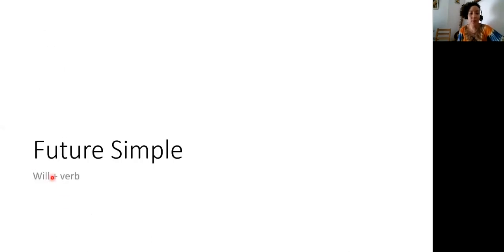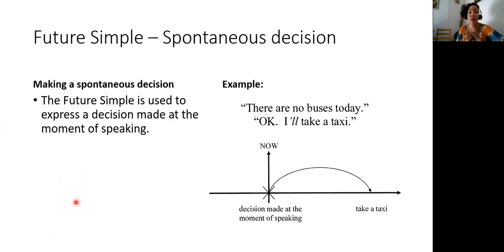We make future simple using will and another verb. Will is the future form of the verb to be, okay? So future simple is used to talk about a spontaneous decision. For example, the future simple is used to express a decision made at the moment of speaking. Here we have this example. There are no buses today. Okay, I'll take a taxi.